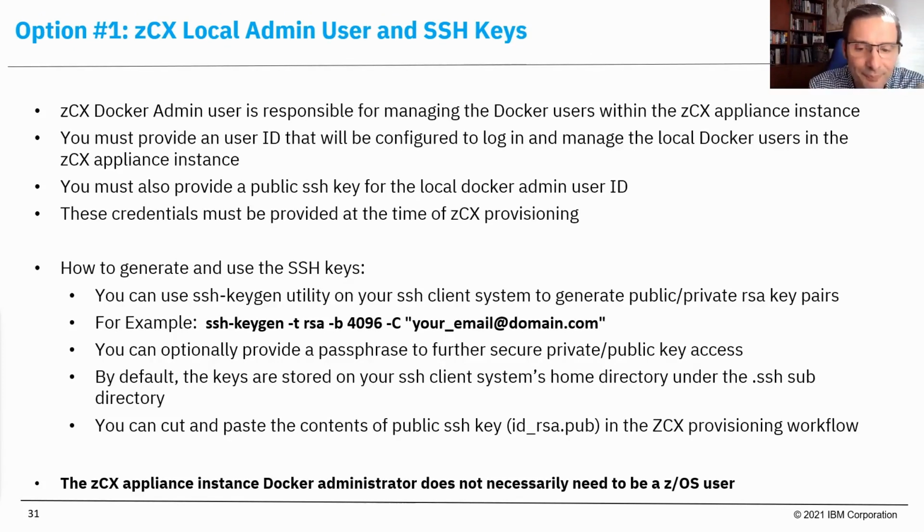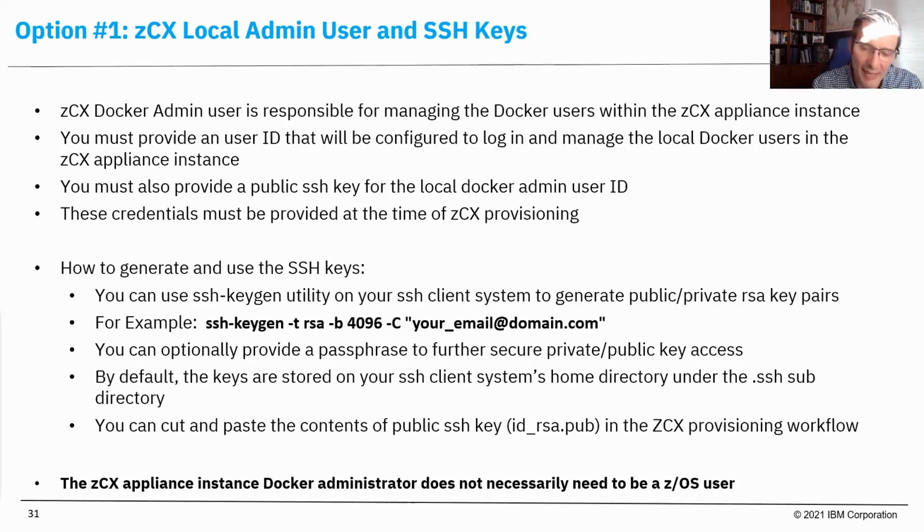And when you do that, what's going to happen is when I provision my zCX, I'm going to be specifying the public key of that public-private key pair. And when I actually connect to zCX the very first time, I'm going to be specifying on the SSH command the private key that's going to allow me to get into that zCX appliance. And once I do that, I now can define my local appliance registry user IDs using sudo commands to actually allow for my Docker admins to have logins into my zCX appliance.